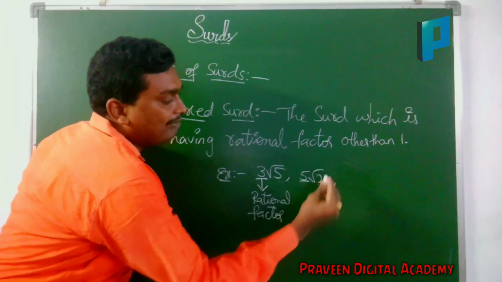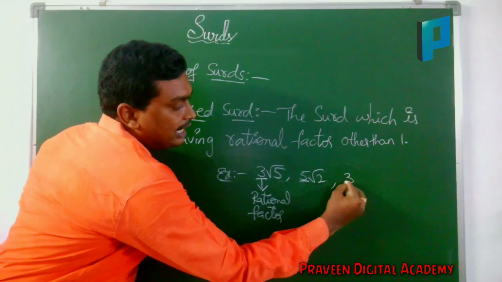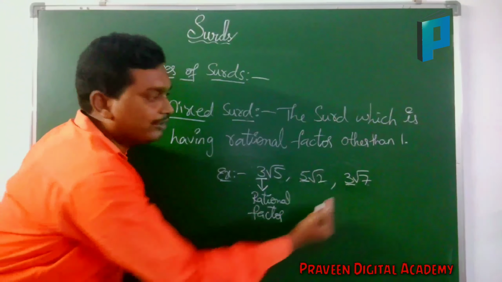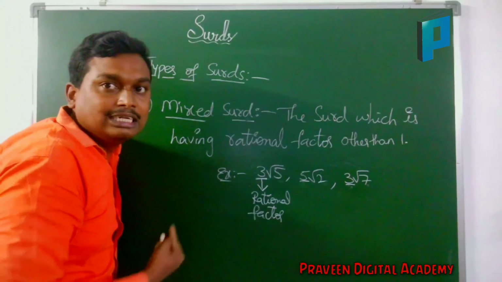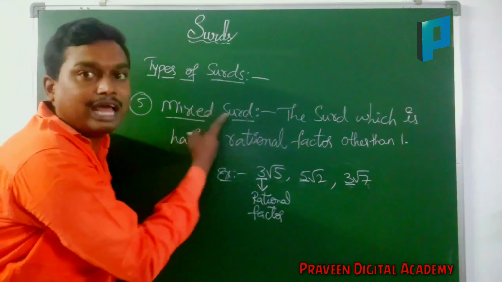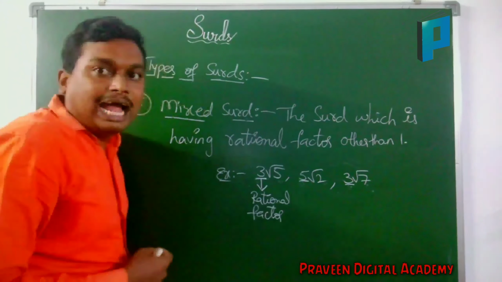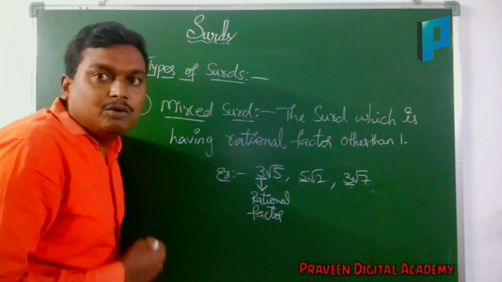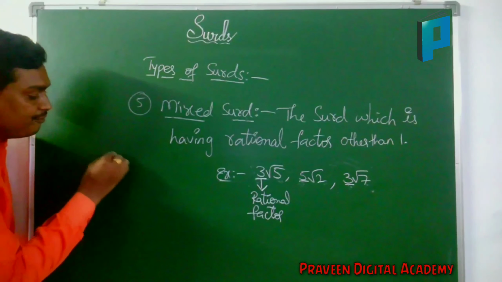Here if you are having something like 3 root 7, this 3 is multiplied with root 7. This 3 is called the rational factor here. So this 3 root 7 is called a mixed surd. And this mixed surd can be described in other words like this.